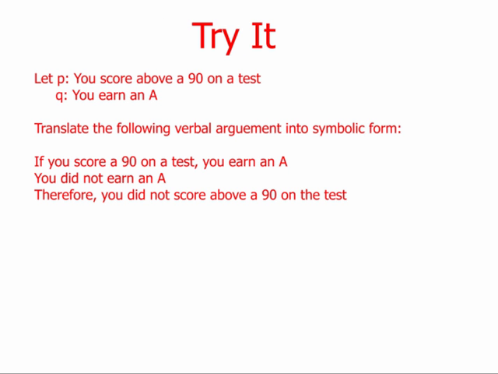So now you've seen how to do this. Your try it problem for tonight is if you let P be, you score above a 90 on a test, and Q be, you earn an A, I would like you to translate the following verbal argument into symbolic form. If you score a 90 on a test, you earn an A. You did not earn an A, therefore you did not score above a 90 on the test. This is your question you need to do for the try it problem.